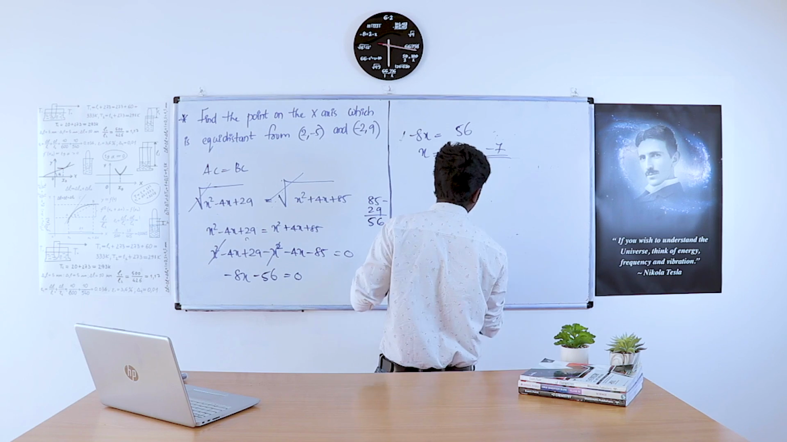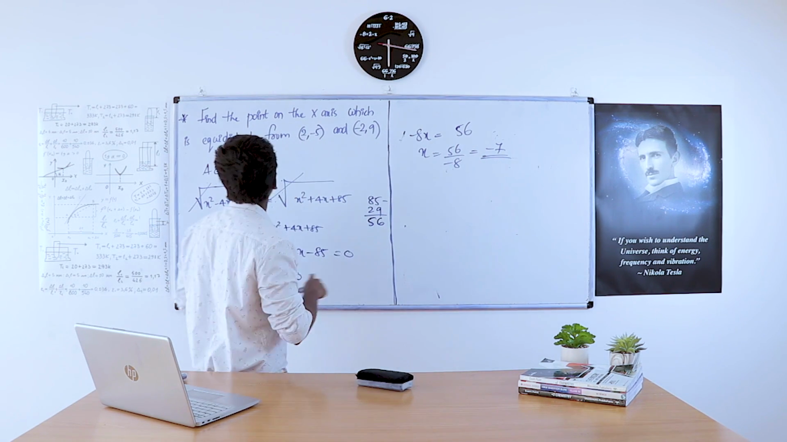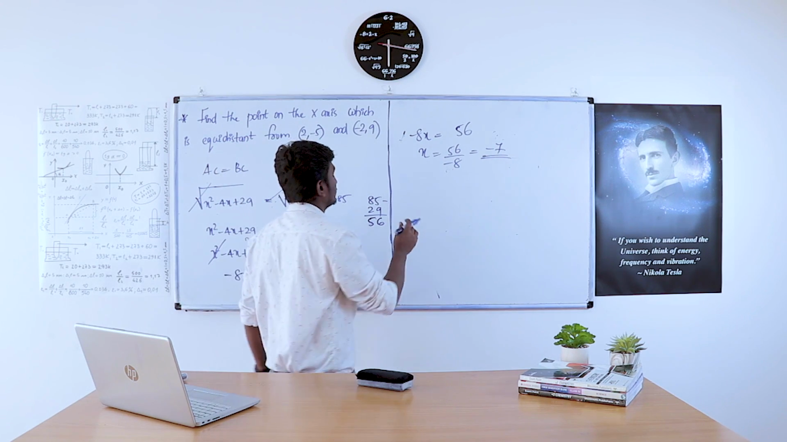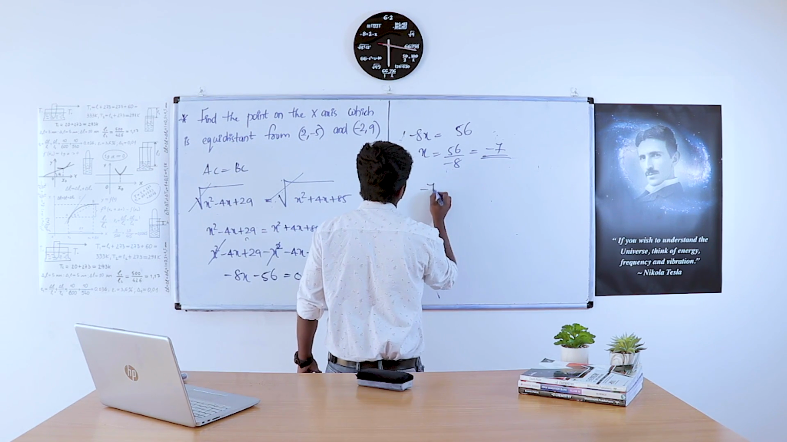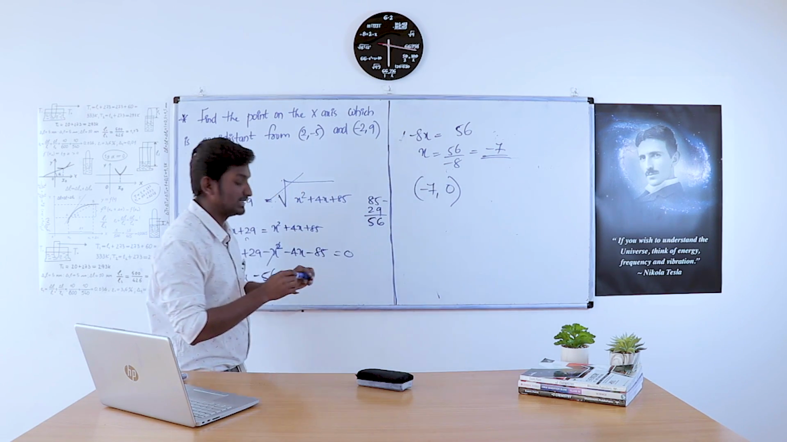Already we know that the point is on the x-axis, so the y value is 0. So we can say that minus 7, 0 is the coordinate.